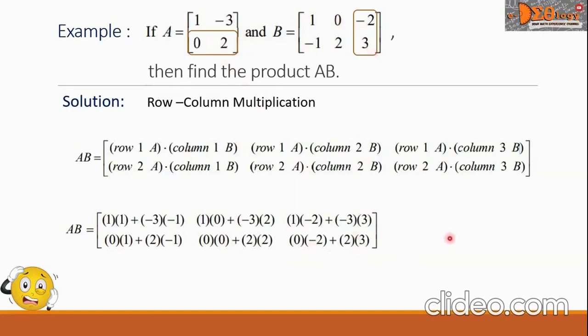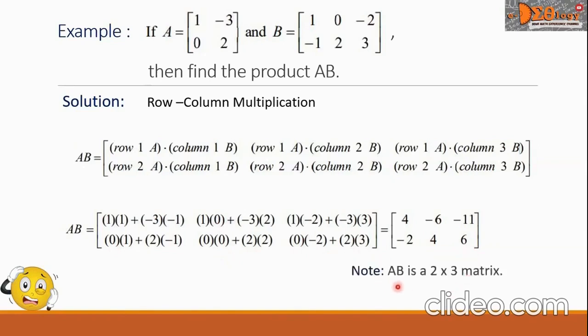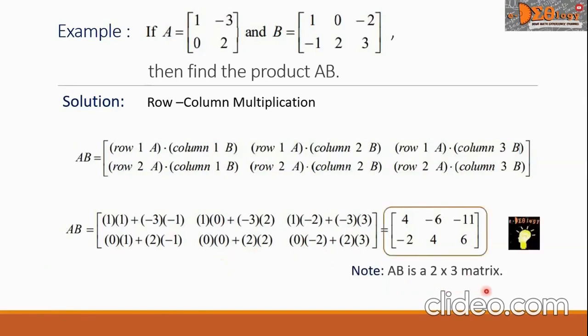And from here, we will simplify the numbers. The first element becomes 4. The second element here is -6. The third element is -11. This element is now -2. The element becomes 4. And the last element here is 6. Note that the product AB is a 2 by 3 matrix. This is the final answer.